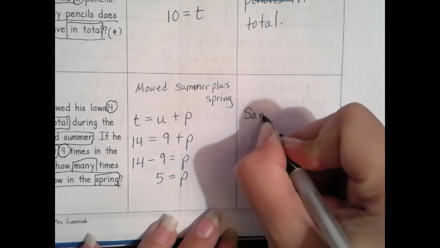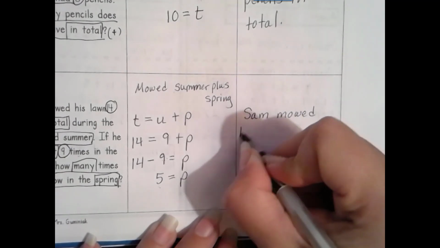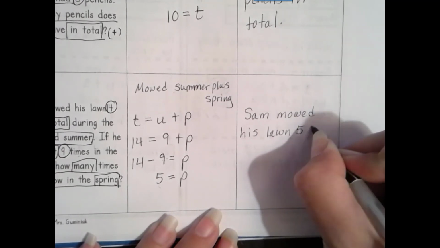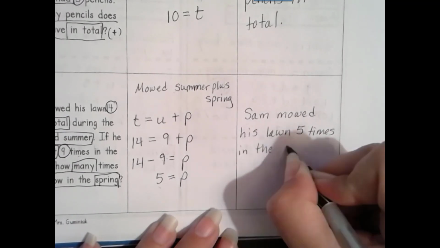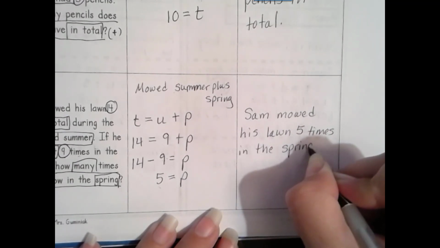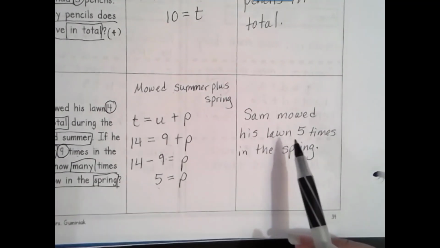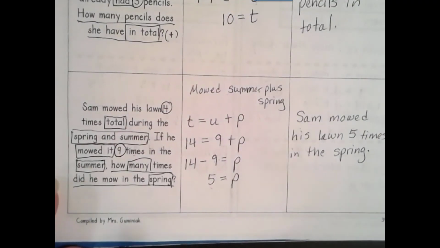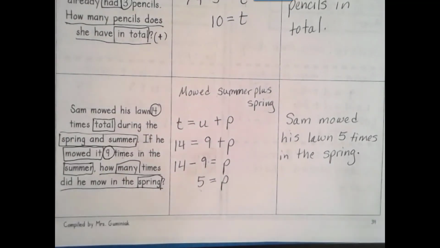Sam mowed his lawn 5 times in the spring. Okay, so make sure capital at the beginning, punctuation at the end. Does it answer the question? How many times did he mow in the spring? Sam mowed his lawn 5 times in the spring. Yes, those do go together.